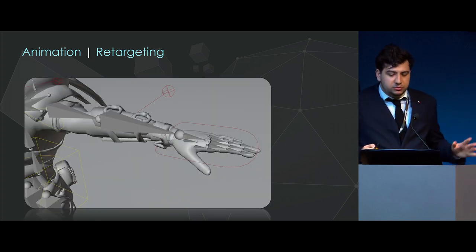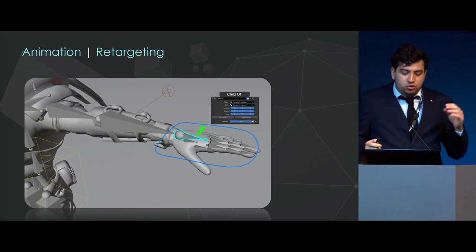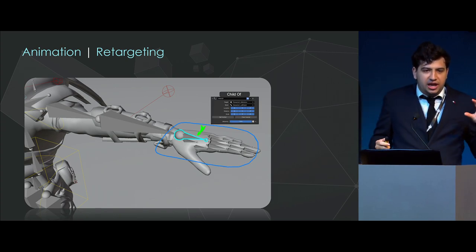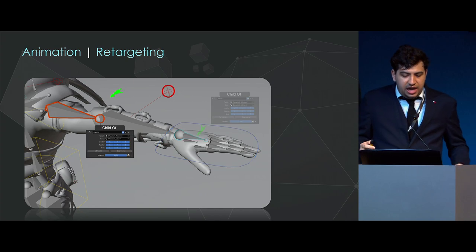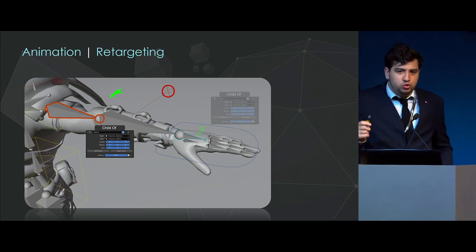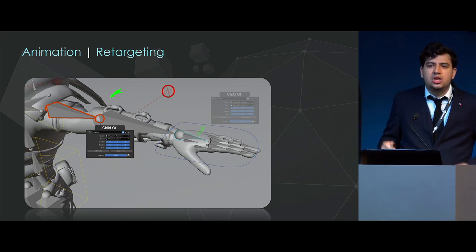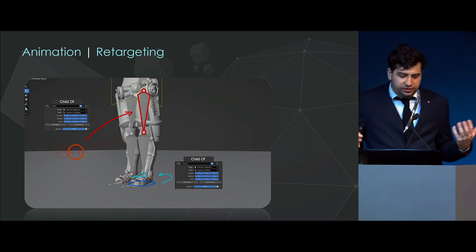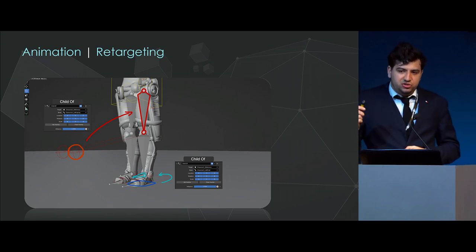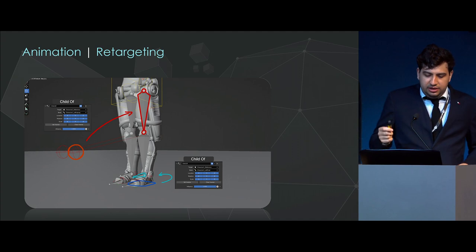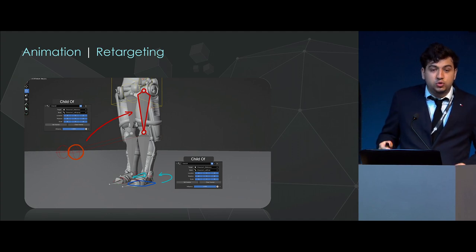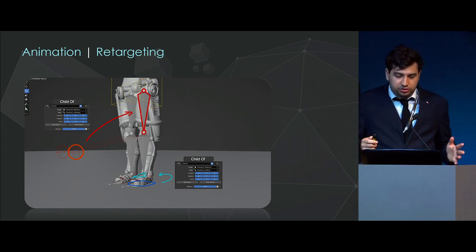All right, now for the arms. It's a very simple process. You just parent the arm IK target to the hand bone and the pole target to the upper arm bone. You do exactly the same thing for the legs. You parent the IK target to the foot bone and the pole target to the thigh bone. They will get you pretty good results.